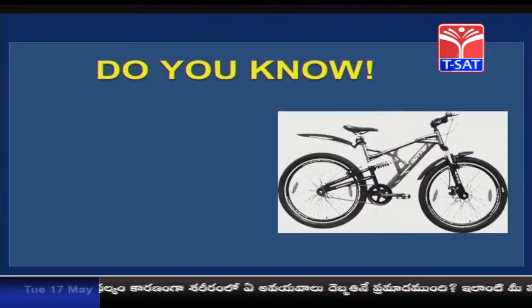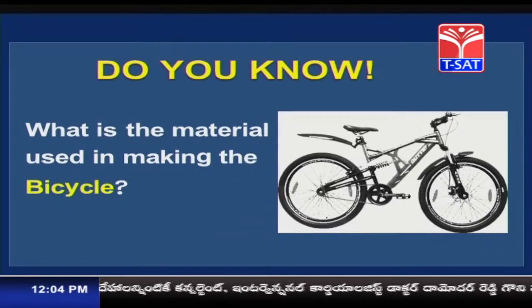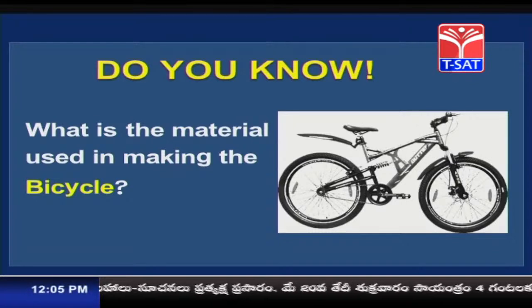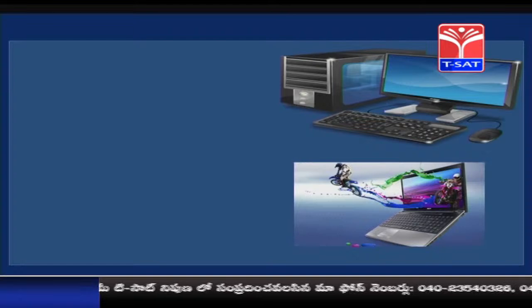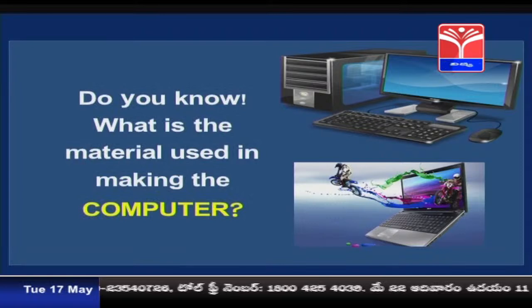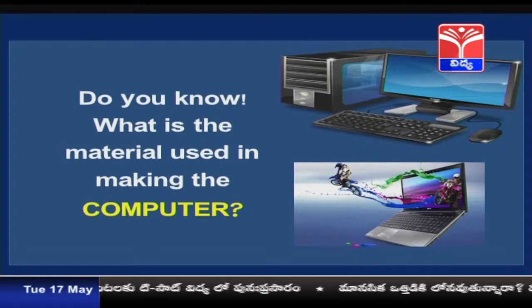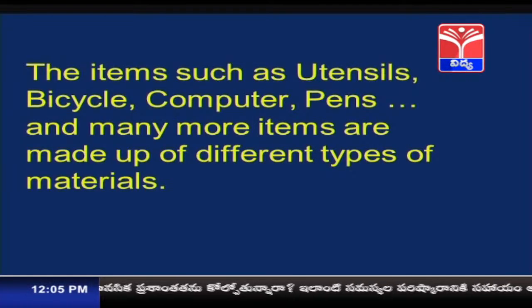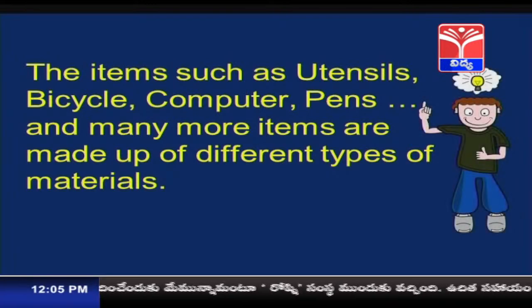Do you know what it is? Yes, it is a bicycle. What is the material used in making the bicycle? Yes, iron, plastic and rubber for tires and tubes. What is this? Yes, it is a desktop computer and laptop. Do you know what is the material used in making the computer? Yes, in our 8th class we studied bakelite. It is a plastic, it is a synthetic fiber. The items such as utensils, bicycle, computer, pens and many more items are made up of different types of materials.